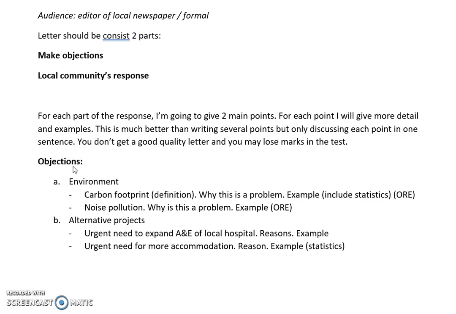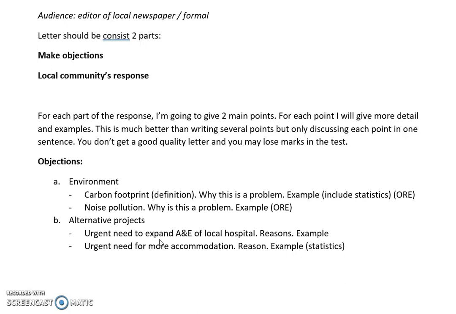I mentioned that I'm going to make 2 objections. My second objection to this plan of having an airport is going to be alternative projects. So instead of creating an airport, I'm going to suggest that there are alternative projects that the government or the community can have with that money. I'm going to write about the urgent need to expand the accident and emergency of the local hospital. Again, I'm just making this up. It's just for the purpose of the test, but the English has to be good.